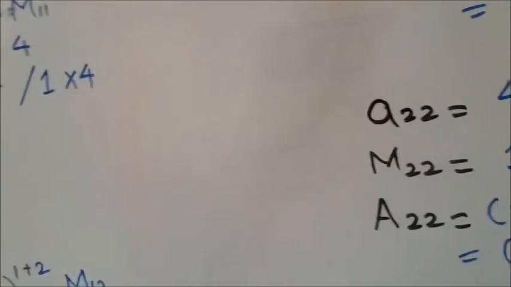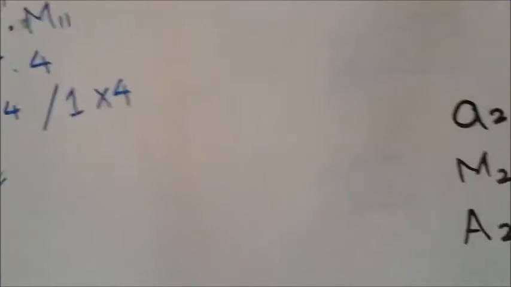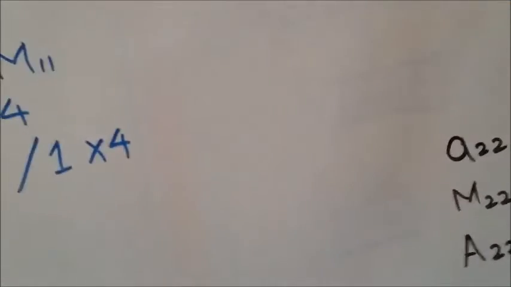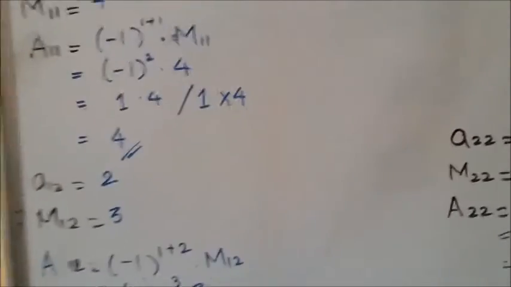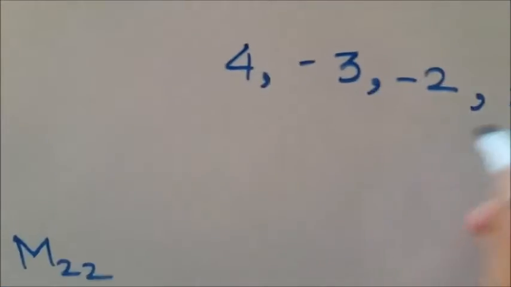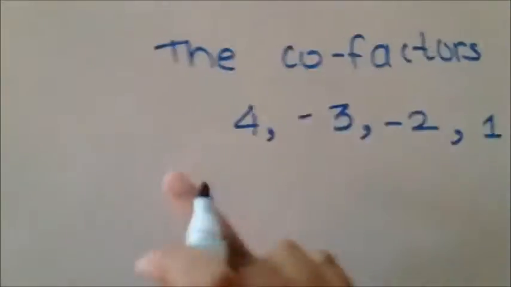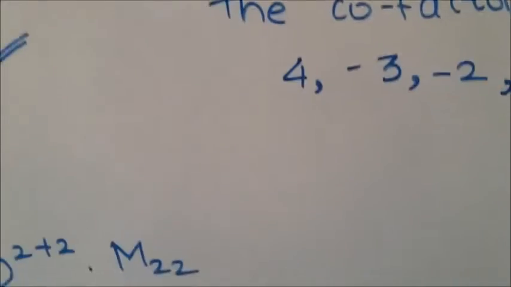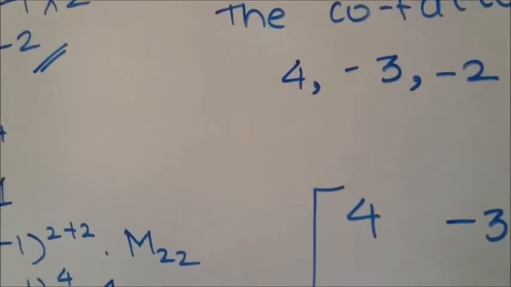If I am asked just to write down the cofactors, mostly students make the mistake of not reading the questions properly in mathematics, and they put in a lot of effort for a low-mark answer, and put little effort into a very big answer. So you must always remember to read the question carefully. If the question is such that you write down just the cofactors, you write it down like this: 4, minus 3, minus 2, 1. These are the cofactors. But if they ask you to construct the matrix, you have to construct it like this: 4, minus 3, minus 2 and 1.